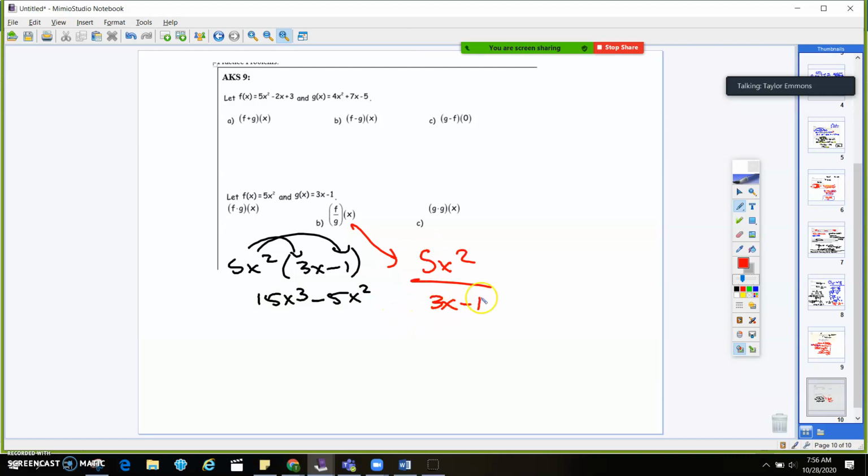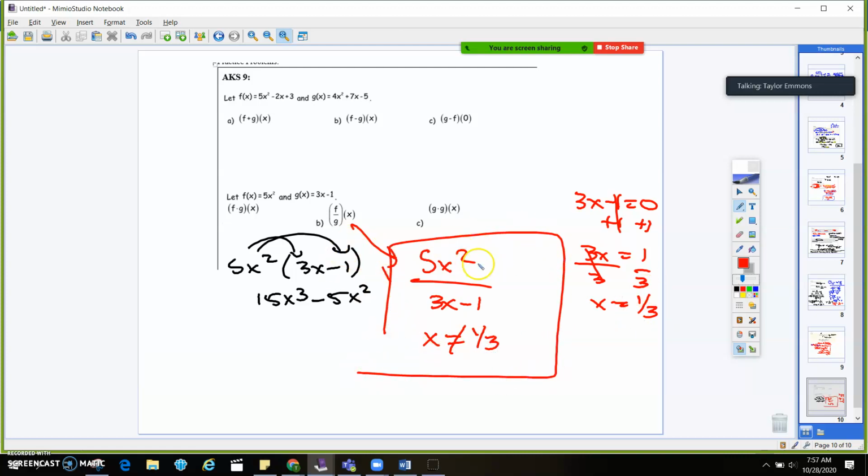Now remember, we always got to take what's in the denominator. We've got to set it equal to 0 and solve. Because if we took 1/3 and we plugged it in here, we would get 0 in the denominator. And that's a big no-no. So we always want to say that x cannot equal whatever you just solved for. And make sure that you write the fraction too. Okay, so you say 5x squared divided by 3x minus 1, and you say x cannot equal 1/3.